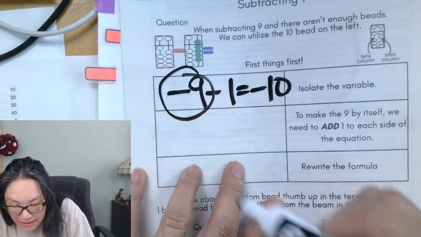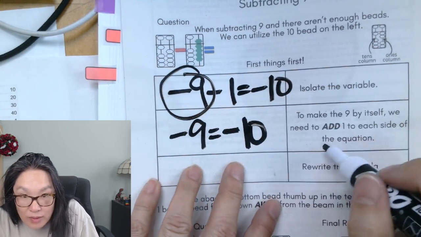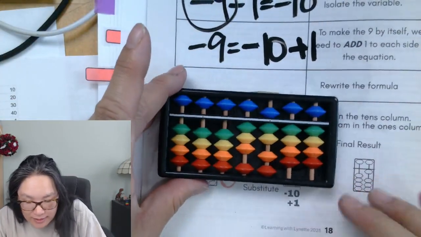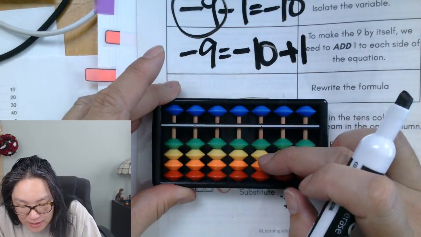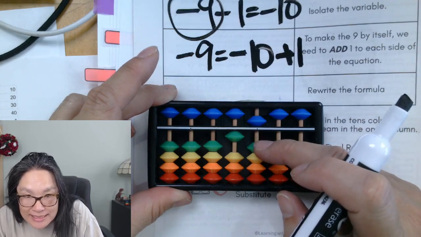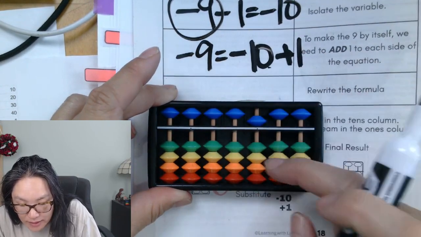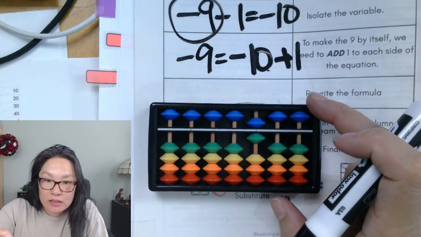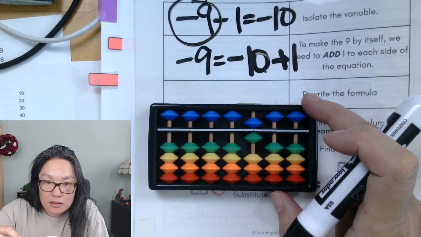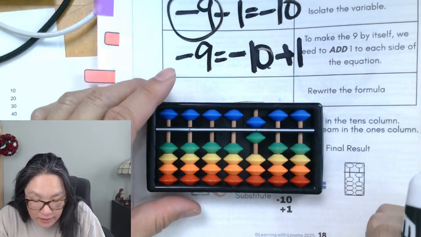So what we're doing is we're going to isolate the variable. We do minus the 9 equals minus 10. That's too much. We need to plus the 1. When does that happen? It happens when we subtract the 9. So if we did 15, let's do 15 minus 9. I need to take away the 10 and I need to add the 1. So my final answer is 6. Does that make sense? There we go. So my final answer is 6.